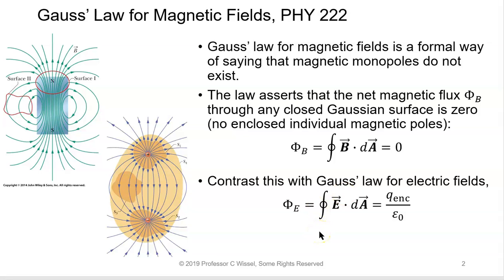Okay, so Gauss's law for magnetic fields is a formal way of saying that magnetic monopoles do not exist. The law asserts that the net magnetic flux Φ_B through any closed Gaussian surface is zero. That is, you cannot enclose an individual magnetic pole.